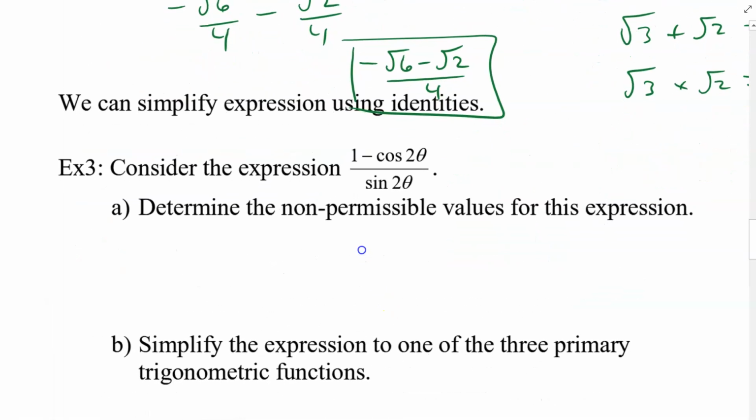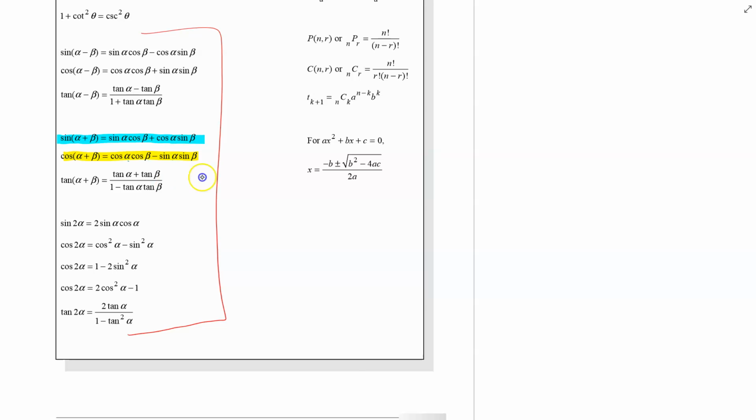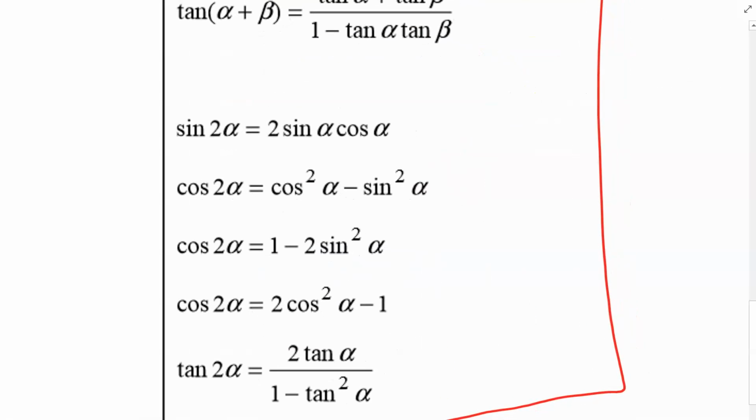It says, we can simplify expressions using identities. So for example 3, it says, consider the expression 1 minus cos 2 theta all over sine 2 theta. So this is the double angle identity section. Near the bottom, you'll notice that there is sine 2 alpha, here they're using alpha, it doesn't matter, equals 2 sine alpha times cos alpha. So there's one for the double sine identity. For cos, there's 3 different versions, and as you'll see, they're actually very closely related.